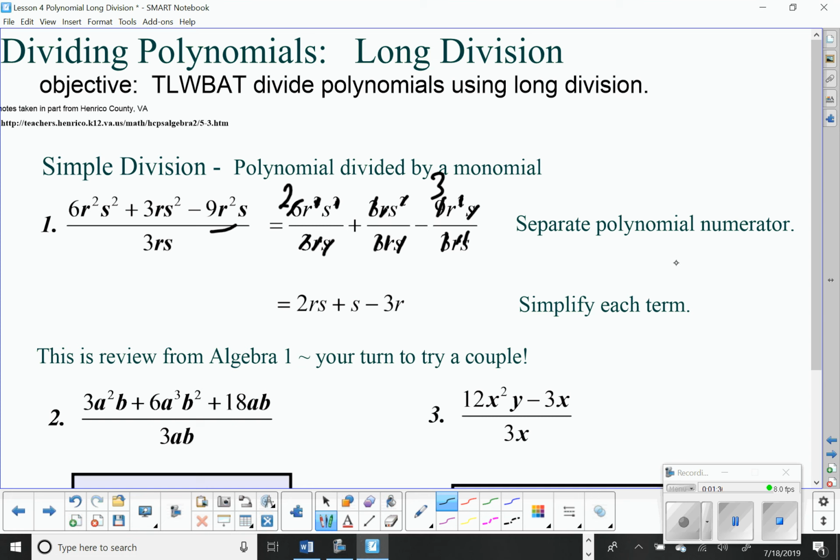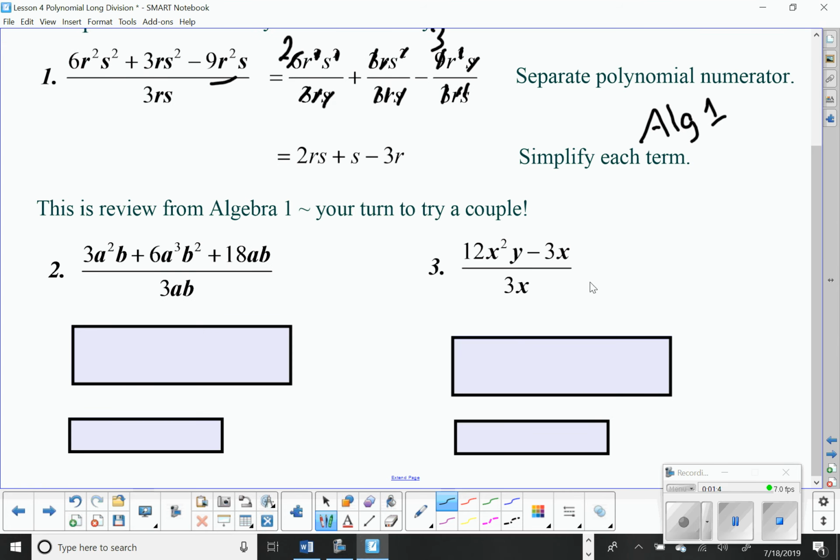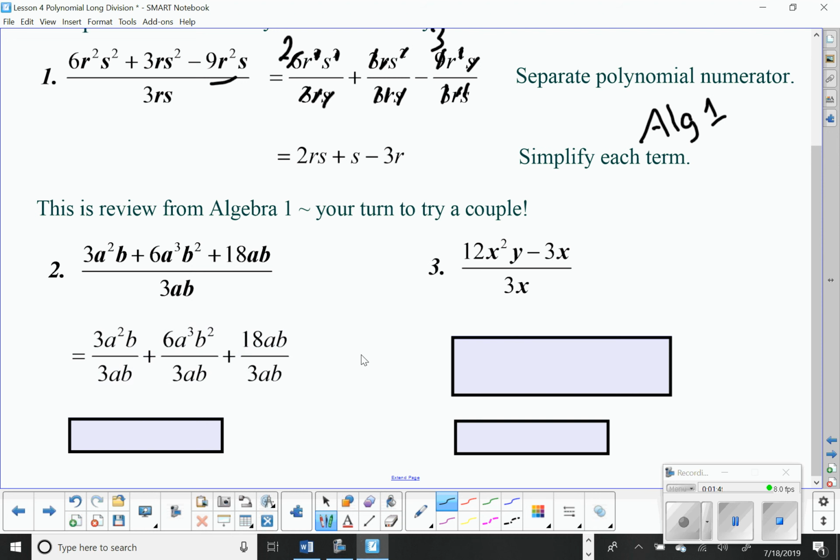This is Algebra 1. Now, coming down here, try these two. Pause the video and try them. You're back. First, rewrite, then simplify each term.